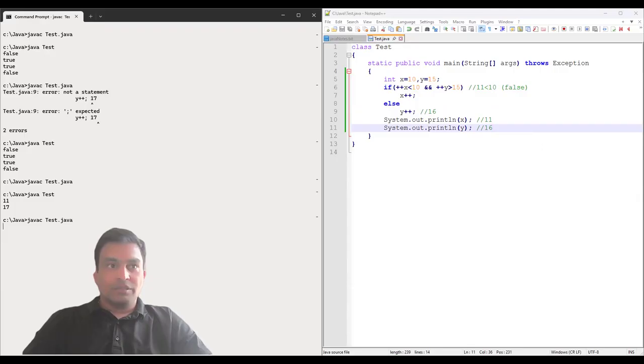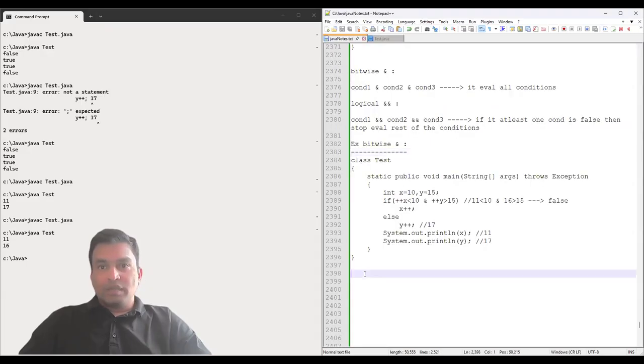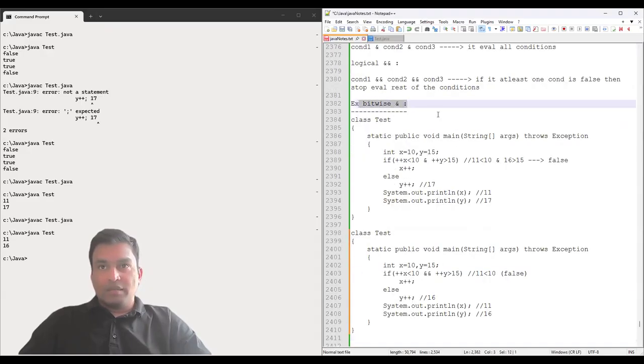Let's compile and execute. This time we have 11 and 16. This is the difference between bitwise and logical AND.